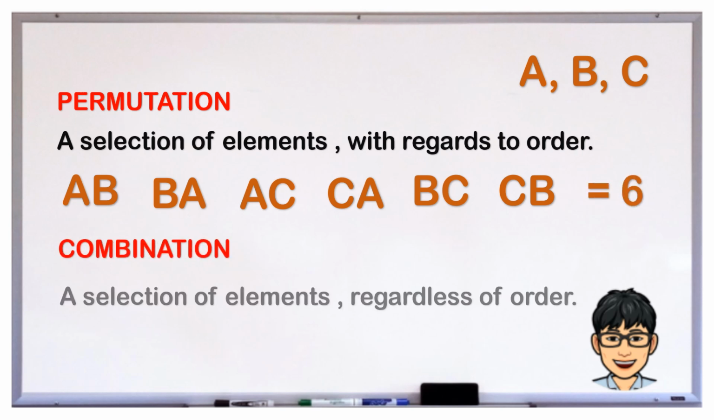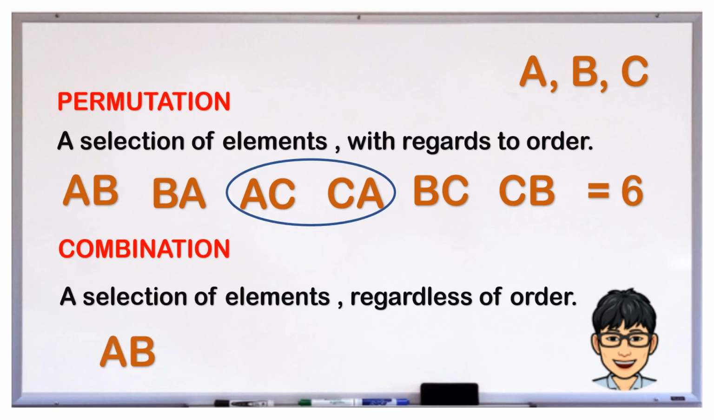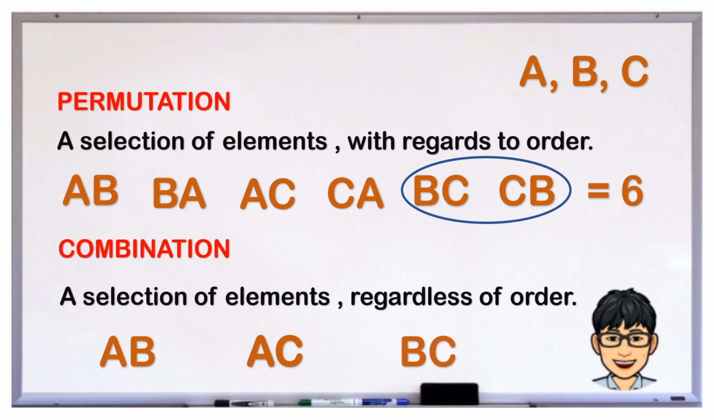While combination is a selection of elements regardless of order. Using the same 3 letters at magseselect tayo ng 2, and since hindi naman mahalaga ang order of selections, masasabi natin na si AB at BA ay the same selection. Likewise, AC and CA ay pareho lang din. Ganun din ang BC at CB. Kaya makikita natin na we have only 3 ways to select 2 letters from the given letters.